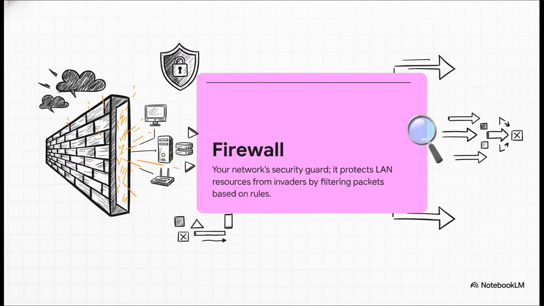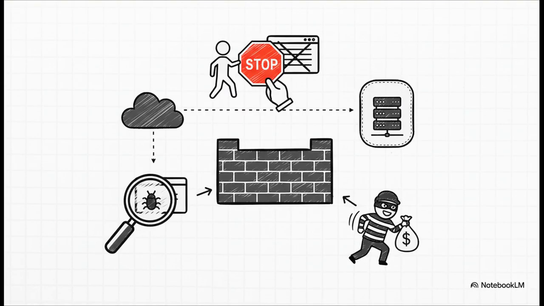Our first line of defense is the firewall. A firewall is literally your network's digital security guard. It stands at the border between your private network and the public internet, and it inspects every single piece of data trying to get in or out. And if something doesn't follow the rules the administrator set, it gets blocked. Simple as that.